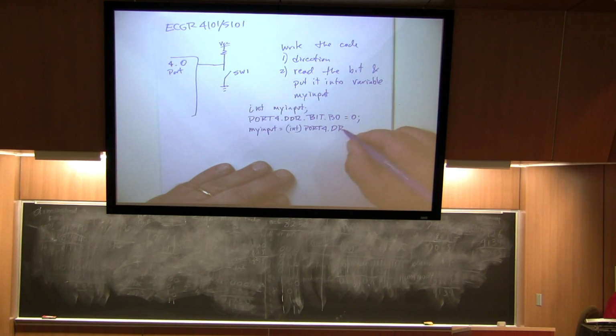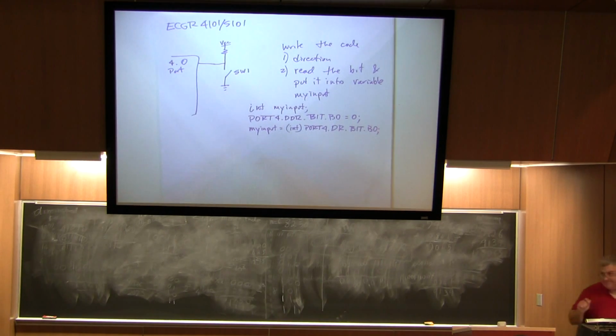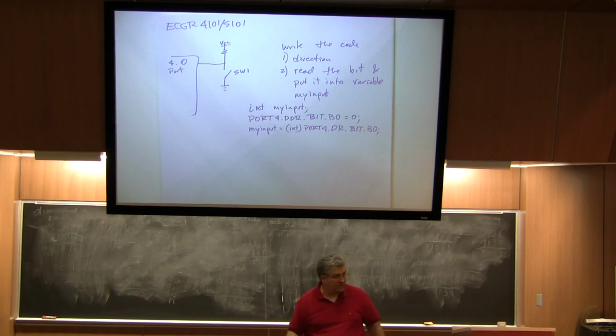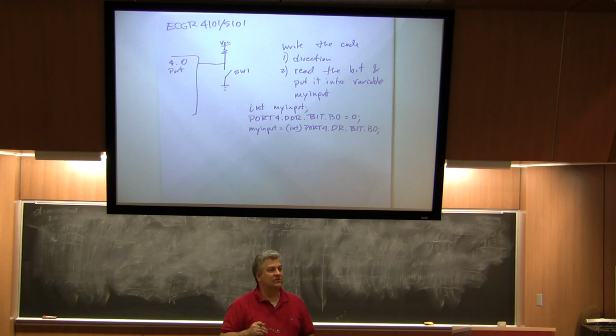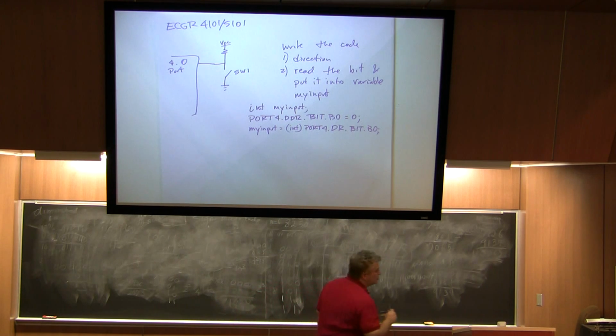Port 4 PR bit.b0. That's it. That's all you need to do. So I had some people put some extra stuff up there. First they changed the direction to 1, then to 0. And you folks up there put a while loop in there. That's rather interesting. Okay, so this would be what your solution would be.